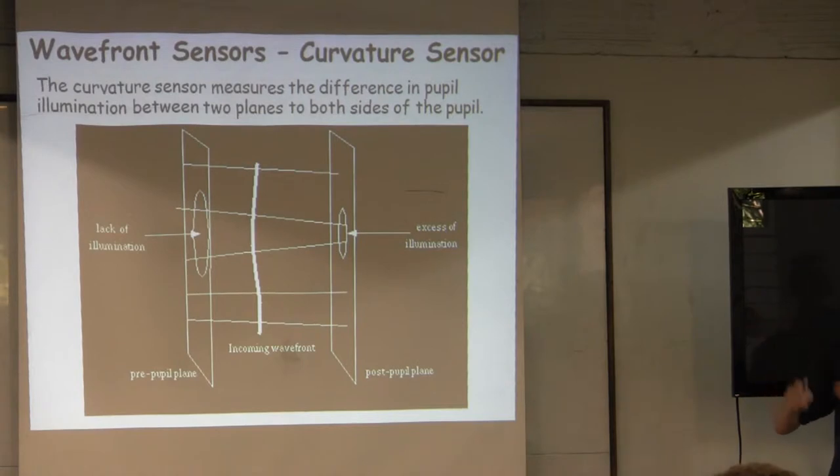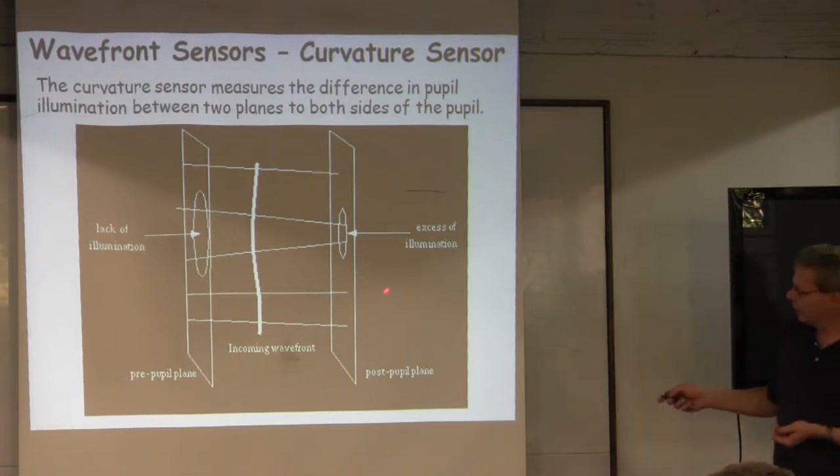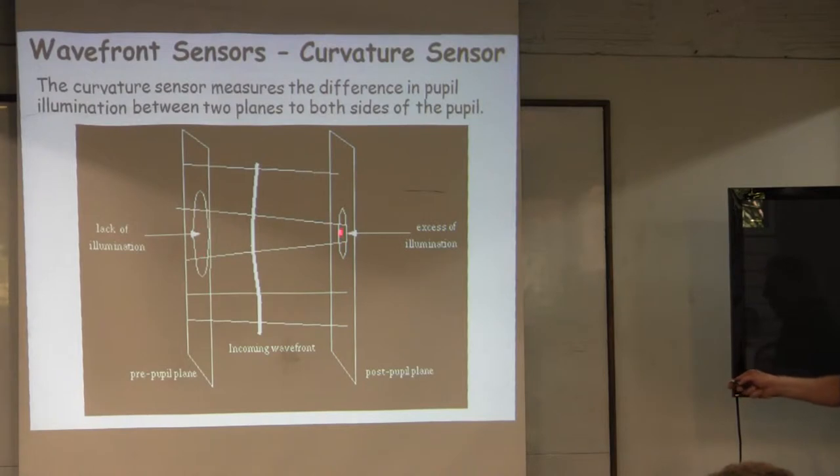and you have more rays, more photons, however I want to look at it, in this particular area. If you measure this here and here and take the difference, because you have a lack of illumination here and an excess of illumination here, you would see it. And this can be done actually very easily.